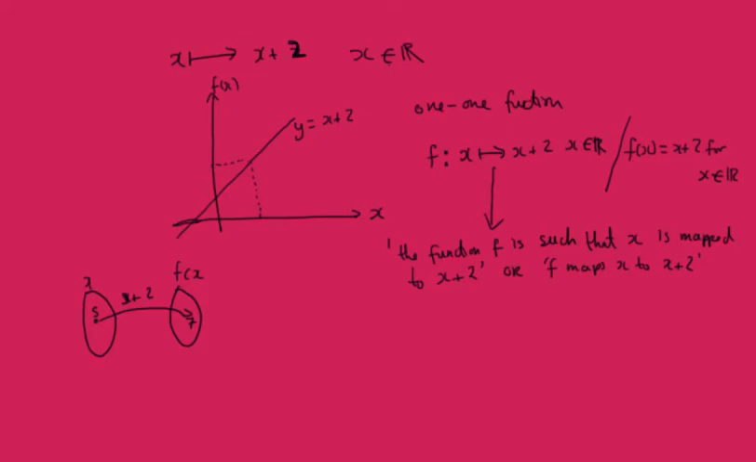Let's consider another example. Let's consider the function x is mapped to x squared, where x belongs to all real numbers. Now this is going to be a many to one function. Let's do a sketch of it and we'll show you what that looks like.